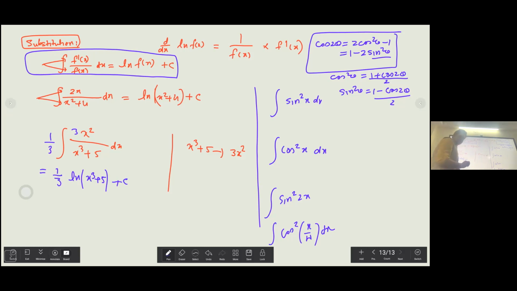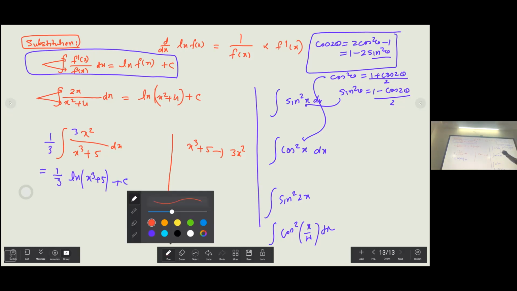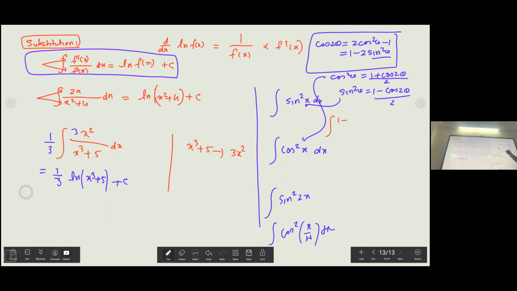Whenever you're integrating cos square theta, you cannot integrate directly. So in place of cos square theta, you can replace it with (1 plus cos 2 theta) by 2. And if you are integrating sine square theta, you can replace it with (1 minus cos 2 theta) by 2. So the integration of sine square theta becomes 1/2 times the integration of (1 minus cos 2 theta): the integration of 1 is theta, minus sine 2 theta divided by 2. Don't forget to divide by the coefficient of x.